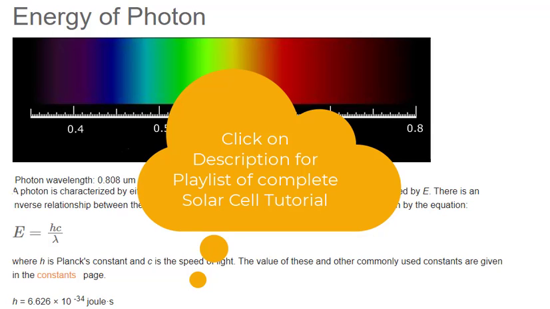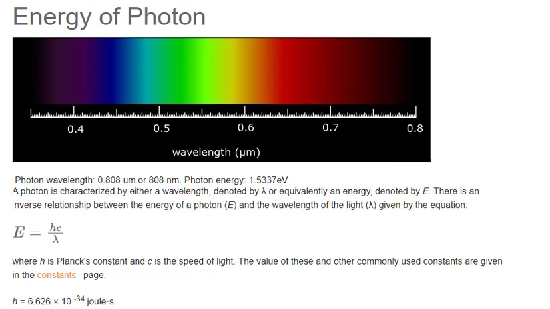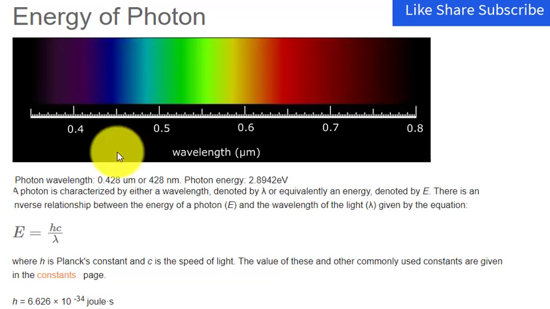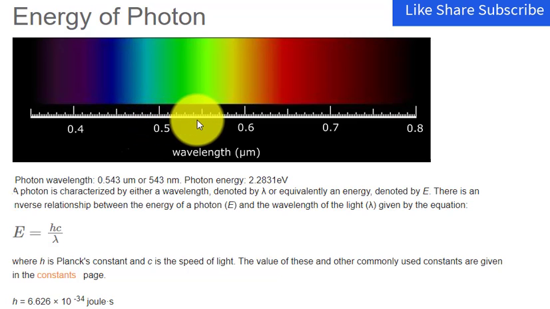Energy of a photon. A photon is characterized by either a wavelength, denoted by lambda, or equivalently an energy, denoted by E. There is an inverse relationship between the energy of a photon, E, and the wavelength of the light, lambda, given by the equation, where h is Planck's constant and c is the speed of light. The values of these and other commonly used constants are given in the constants page.